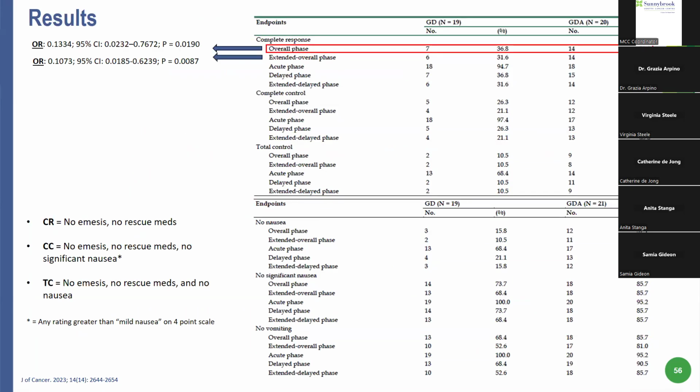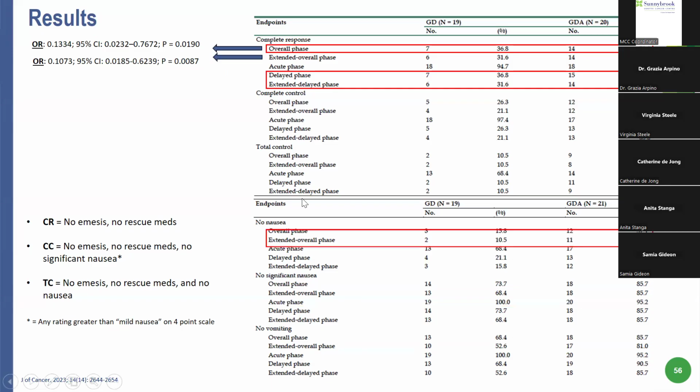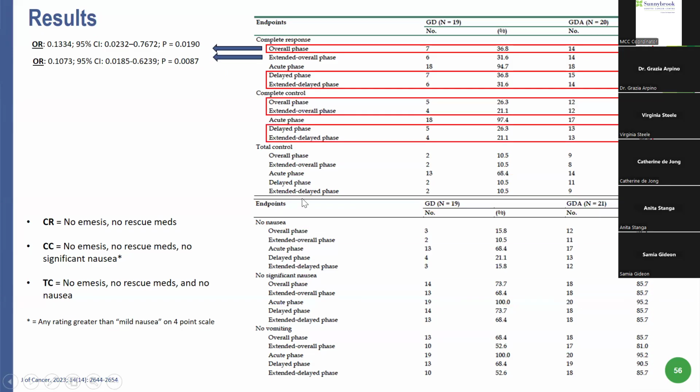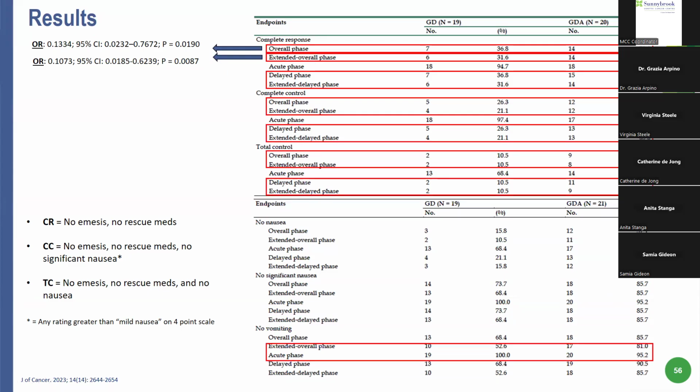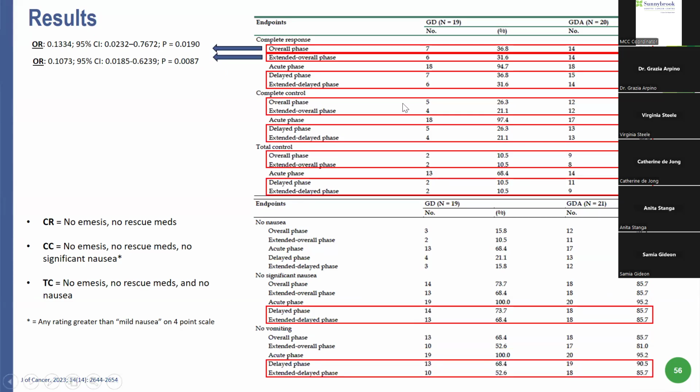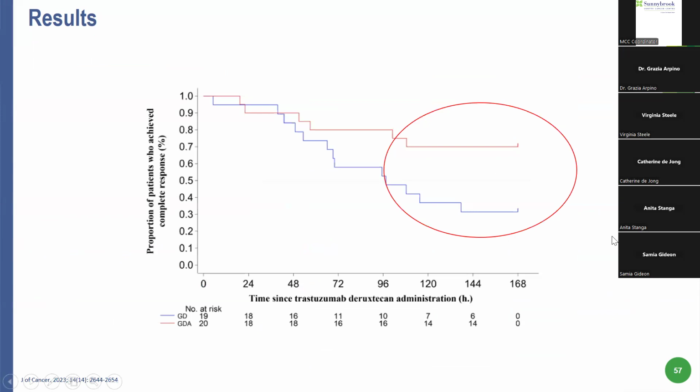Well, the triplet was more effective in controlling nausea from the very beginning, and also in controlling the nausea that was delayed. So using the triplet with the NK1 and the 5-HT3 antagonists and corticosteroids was optimal in all phases for nausea control, in the extended overall phase and in the acute phase. And the total control favored the use of the triplet compared to the doublet. Of course, this study includes very few patients, 19 and 21. So it's a hint of the way antiemetic drugs should be used, but needs more confirmatory results.